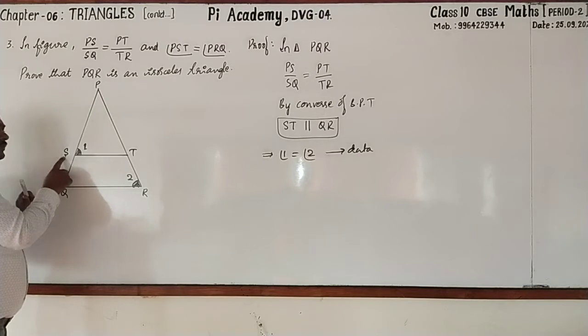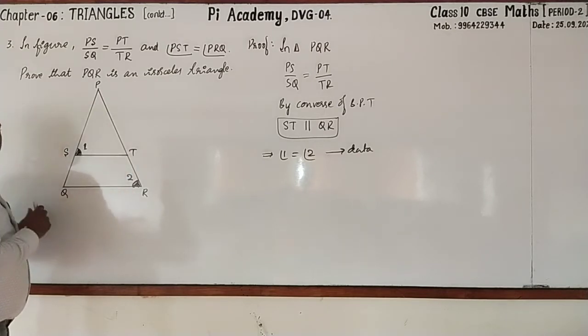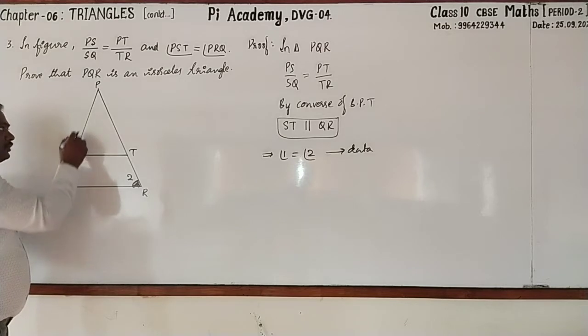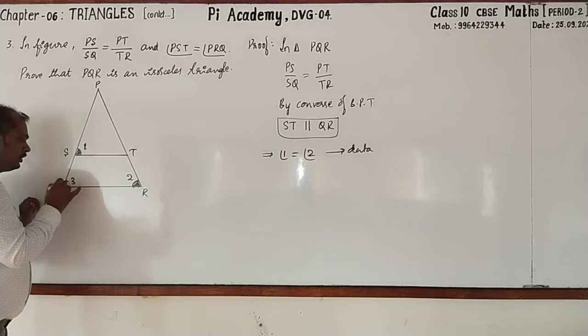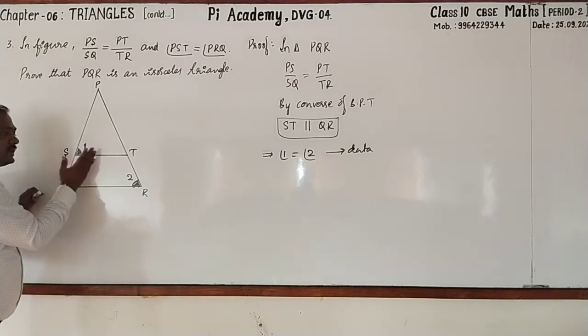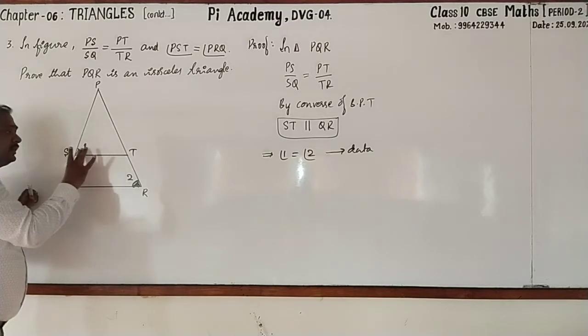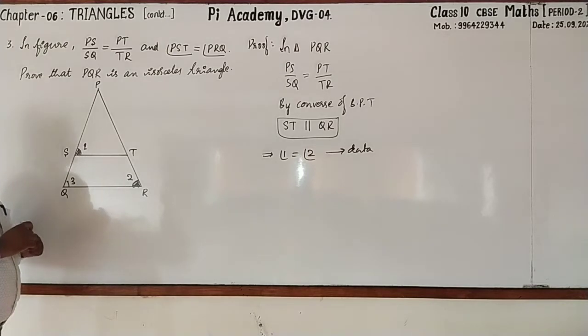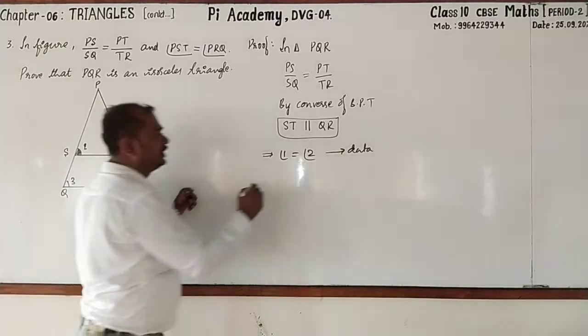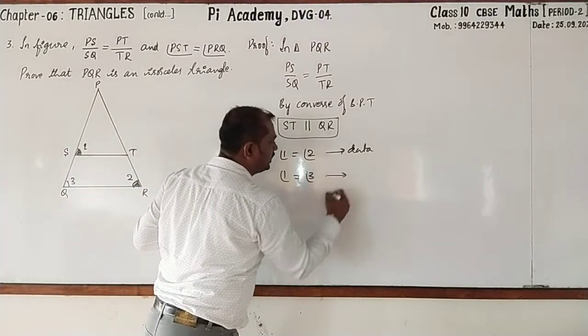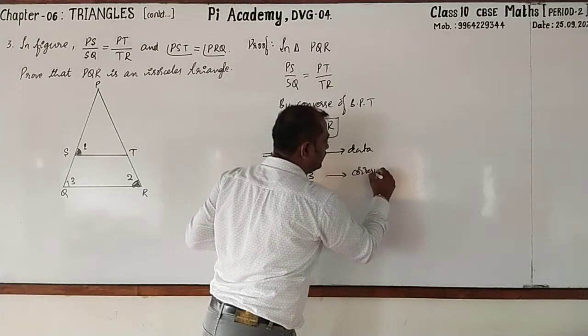Dear students, we have come to know ST is parallel to QR. If ST is parallel to QR, what do you call PQ which intersects these two lines? It is a transversal, right? If it is a transversal, what do you call the angles formed on the same side of the transversal at distinct points on the same sides of the parallels? They are called corresponding angles. Then can you say that angle 1 and 3 are equal? Very good, you are right. Angle 1 is equal to angle 3. The reason is corresponding angles.